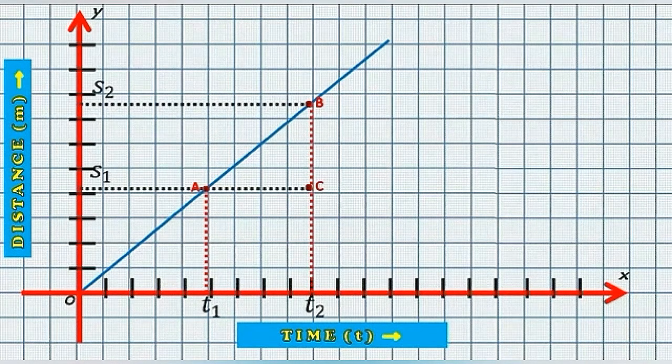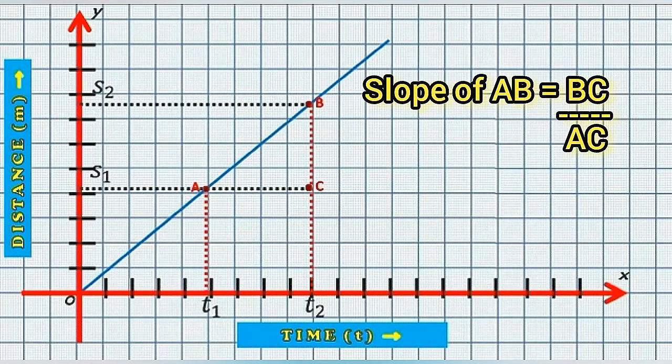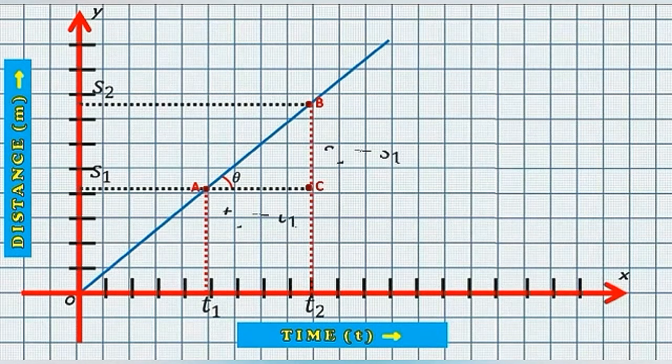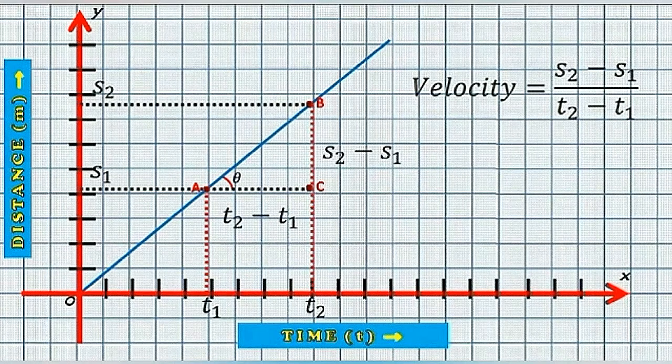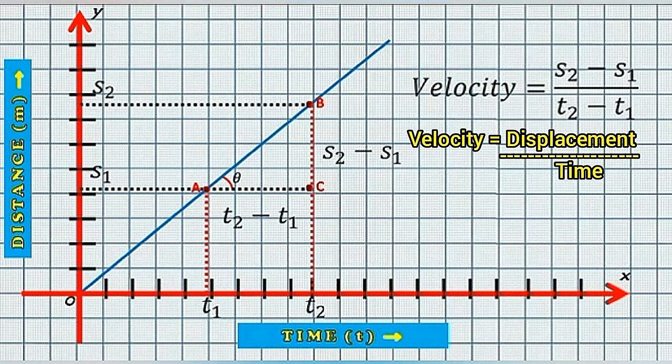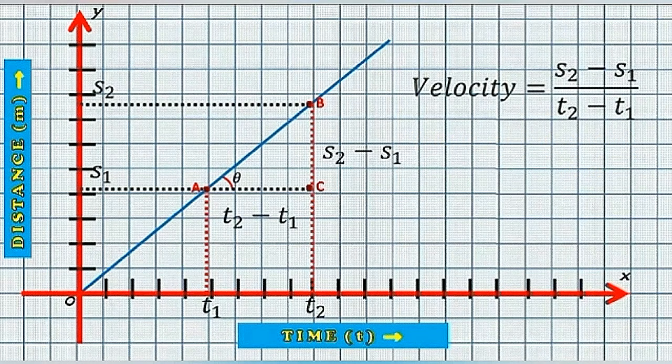The slope of the line AB is equal to tan theta, which means BC divided by AC. The opposite side divided by the adjacent side, BC divided by AC, which is S2 minus S1 divided by T2 minus T1, which is equal to displacement divided by time, which is the velocity of the body between the 2 points. Hence, the slope of the distance time graph gives the velocity of the body. I hope you understood how the slope of the distance time graph gives the velocity of the body. Okay friends, let us move on to the velocity time graph.